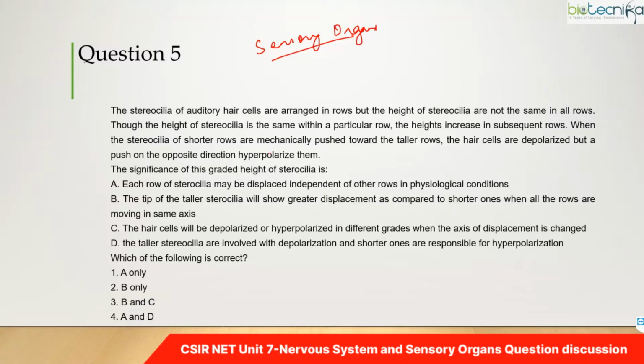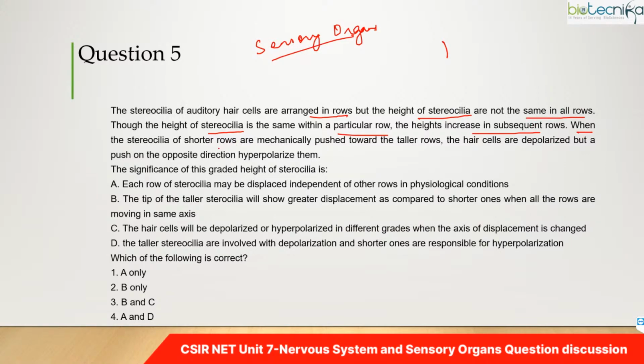The stereocilia of auditory hair cells are arranged in rows, but the height of stereocilia are not the same in all rows. Though the height of stereocilia is the same within a particular row, the heights increase in subsequent rows. Okay, so I know if you have studied about the hair cells, there are 3 rows. You have outer hair cells, you have inner hair cells. Right? So you need to know that part of it.